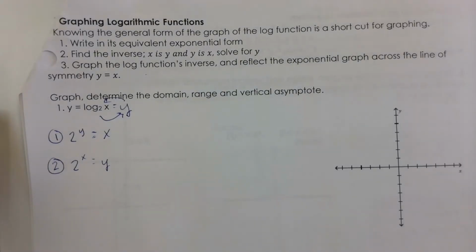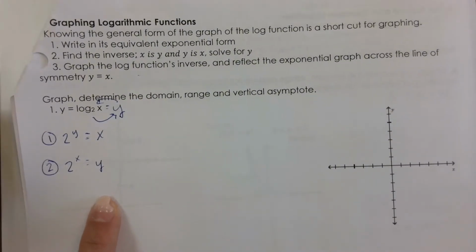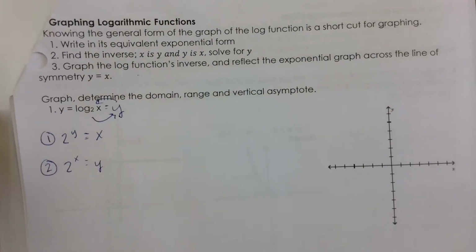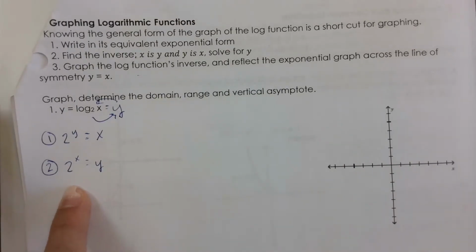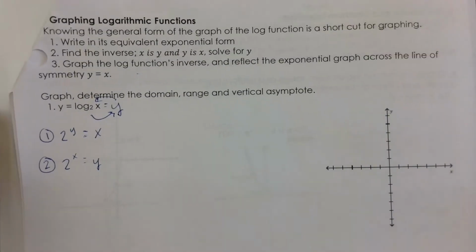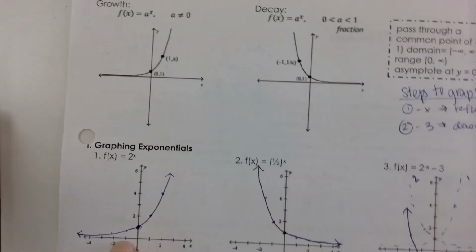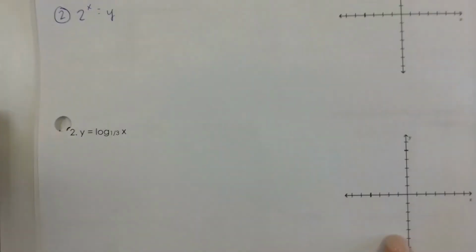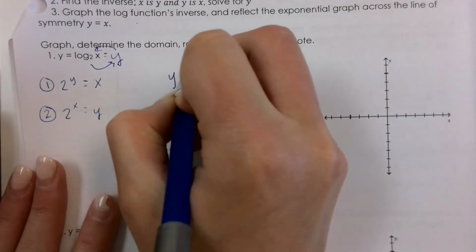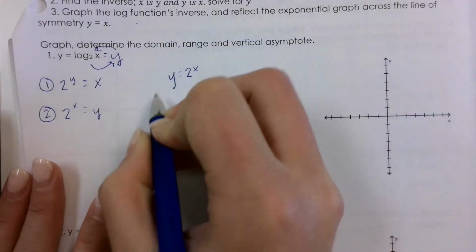All right. So then we're going to do the inverse. Y'all remember how to do inverses? So it says find the inverse, x is y and y is x. So what should we do? Switch x and y. So instead of 2 to the y, we're going to have 2 to the x equals y. So that's how you find inverses. We did that a long time ago, right? You switch x and y and then solve for y. We're already solved for y, so we don't have any solving to do. Is that okay? So then from there, we're going to graph the log function's inverse, this one.